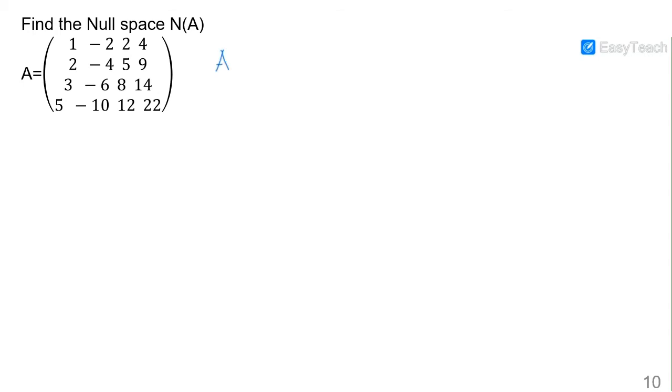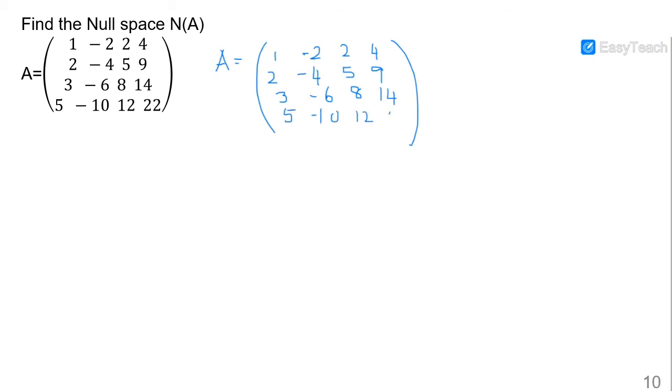We'll try to solve the second problem under null space. We have been given the matrix A. It's a 4 by 4 matrix. 1, minus 2, 2, 4, 2, minus 4, 5, 9, 3, minus 6, 8, 14, 5, minus 10, 12, 22. There are 4 rows, R1, R2, R3, R4.